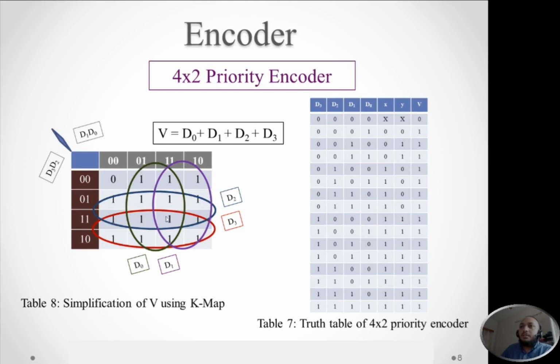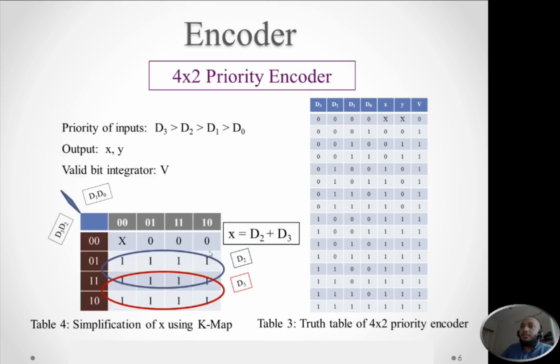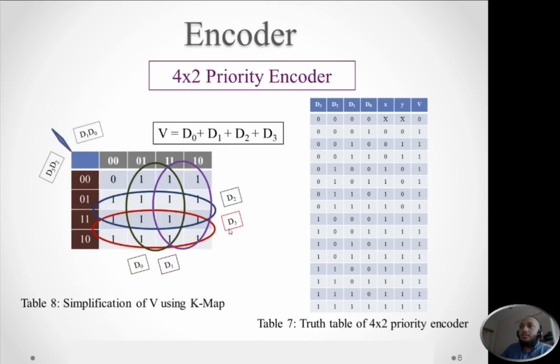Similarly for D1, we can see it covers all the 4 rows and these 2 columns, so we can't write D3 and D2, and along these 2 columns only D0 changes from 1 to 0, so we will take D1. We have already solved for these 2 groups for X, so we can write D2 and we can write D3, and then at last we can sum them up. So this is the simplified expression for V.